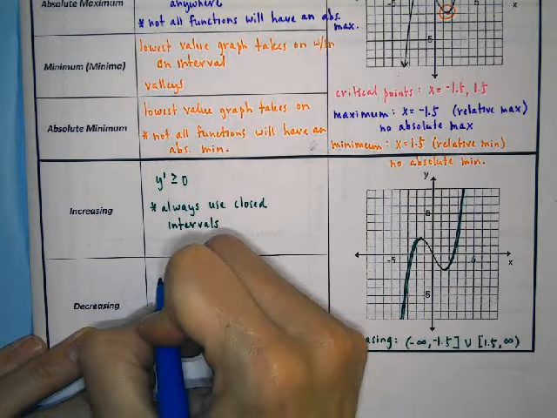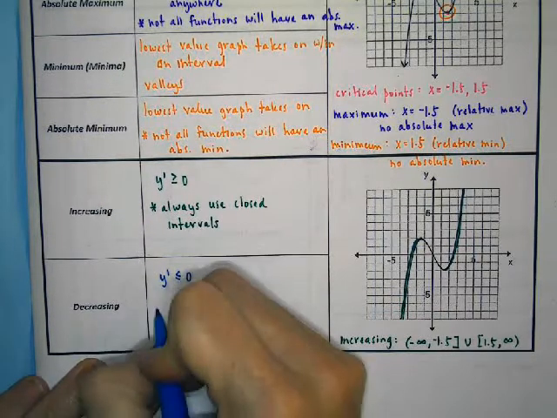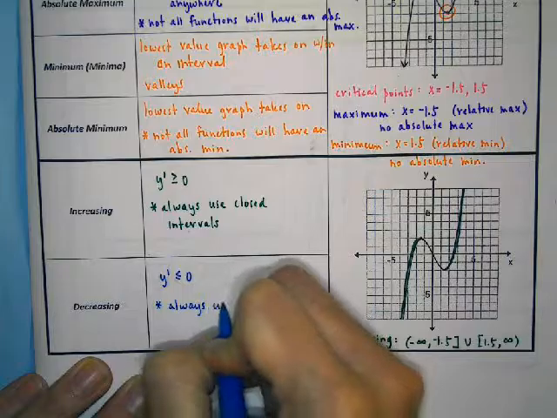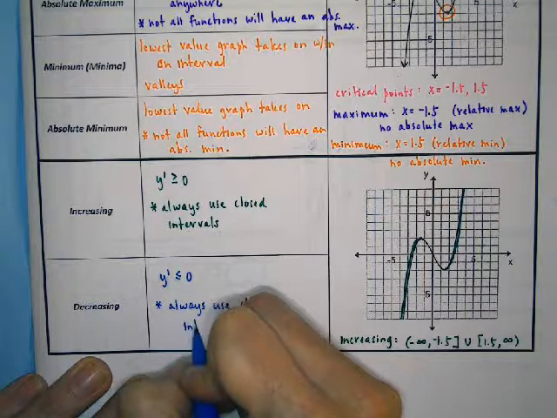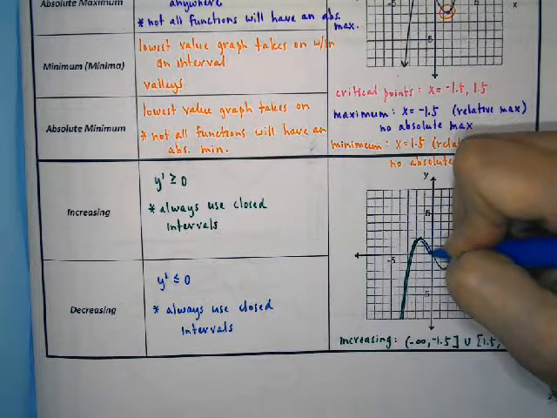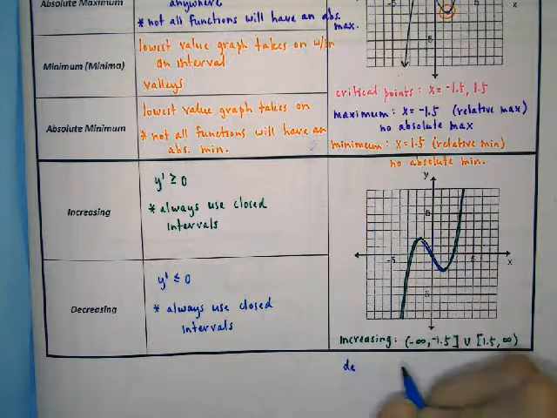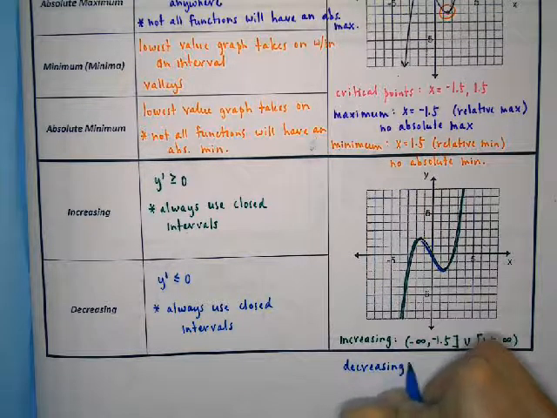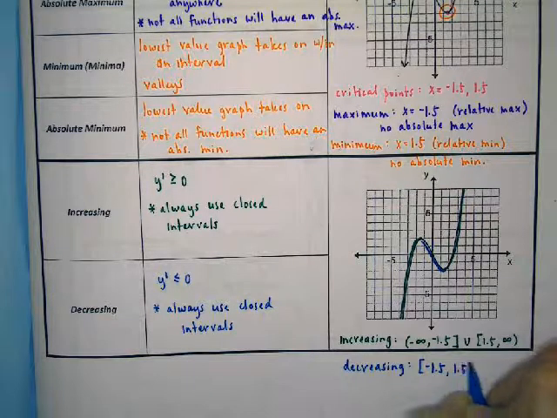So then we're decreasing whenever y prime is less than or equal to 0. And again, we're always going to use those closed intervals. So in our example, if I sketch in blue here, that's where I'm decreasing. And I know that's happening from negative 1.5 to 1.5.